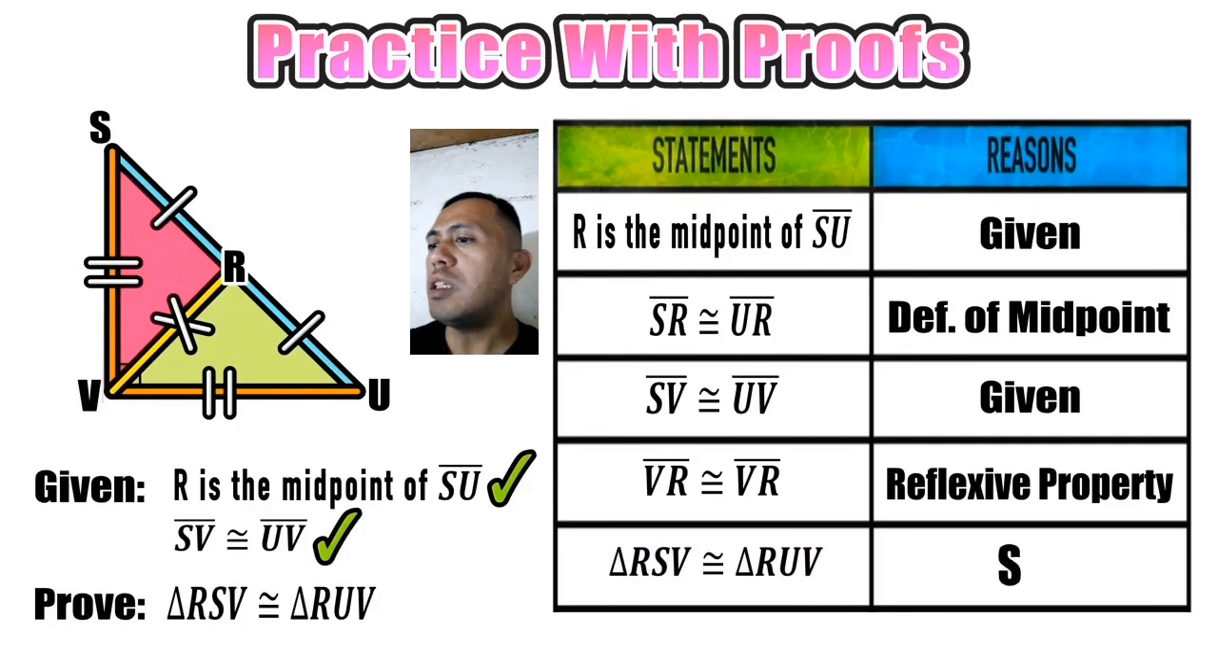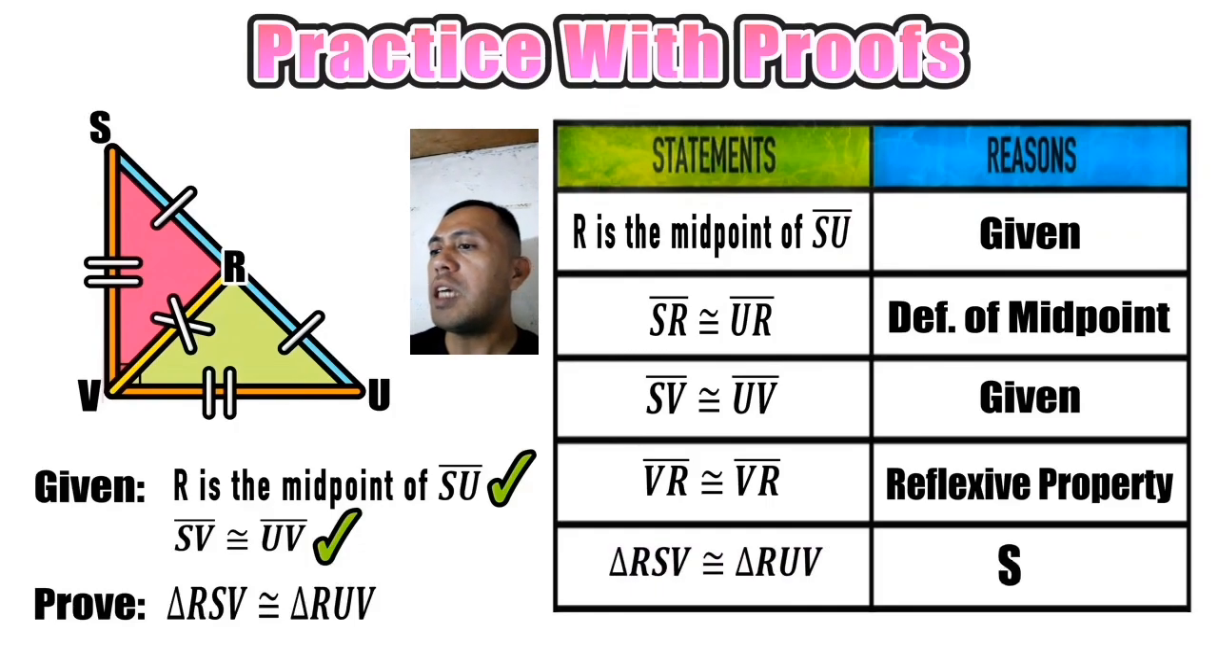Using the same strategy as before, let's start with the givens. Our first given is that R is the midpoint of the segment SU. Visualizing segment SU with point R as the midpoint, we know that a midpoint cuts the segment in half. So, SR and UR are congruent. The reason? It's the definition of the midpoint.